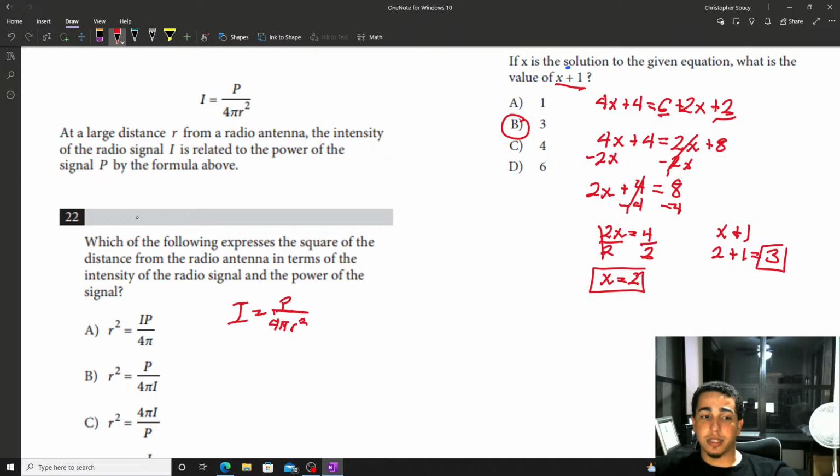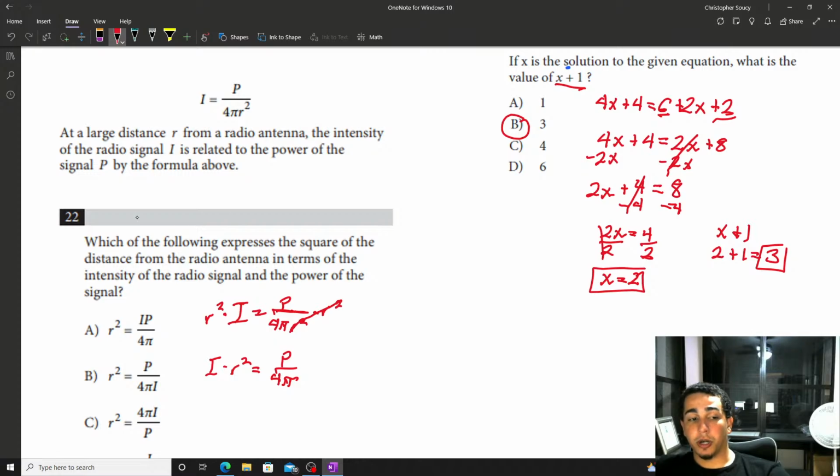We have I equals P over 4 pi times r squared. Since r squared is in the bottom, the first thing we can do is multiply r squared on both sides to get rid of it. On the right side, we have r squared on top and r squared on the bottom, so those two will cancel. On the left, we're going to have I times r squared. And on the right side, we're going to have P over 4 times pi.